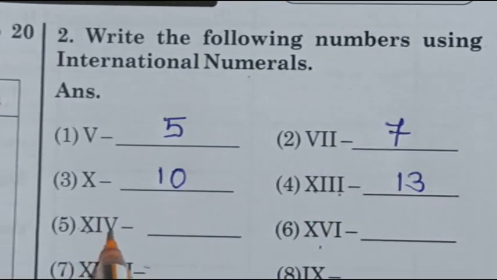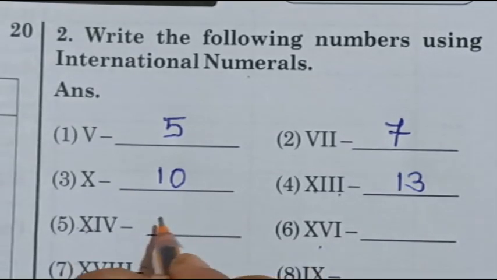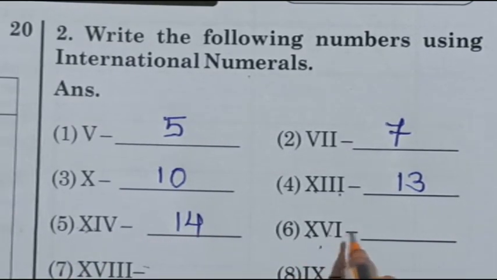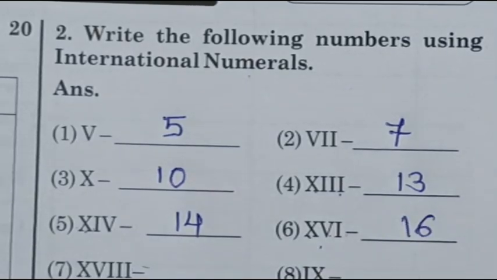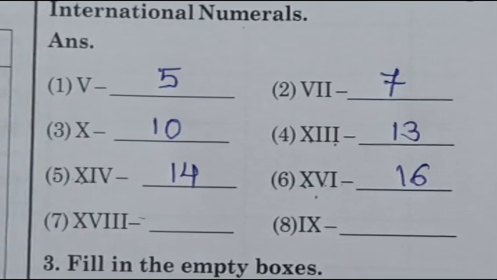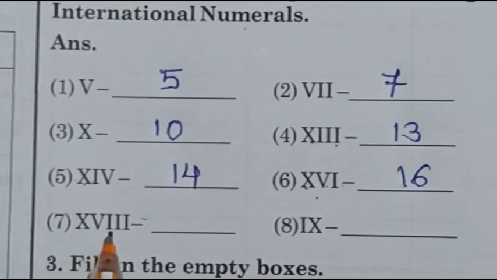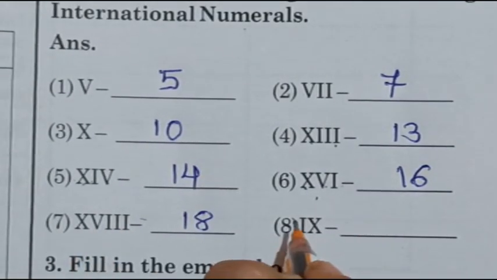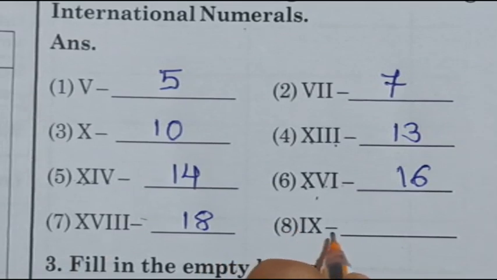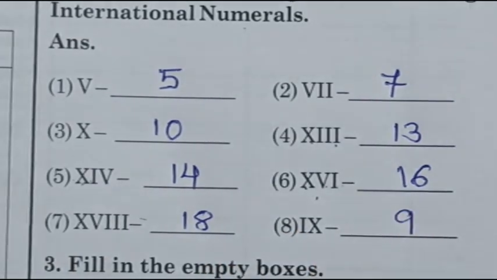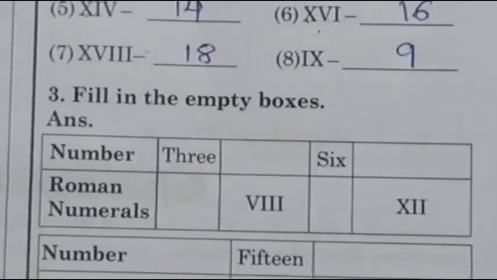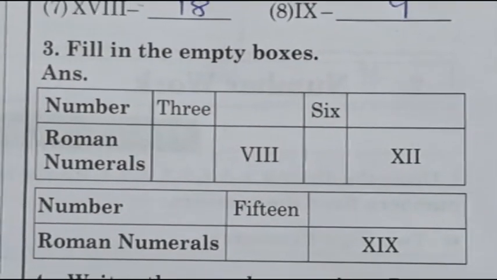Okay, X and I and V. I and V is 4. So X plus 4, 10 plus 4, that is 14. X, V and I, so that is 16. Then X, V and triple I, that is 18. And I and X, that is what? 9. Clear with this question? Okay, now let's proceed to the next question.